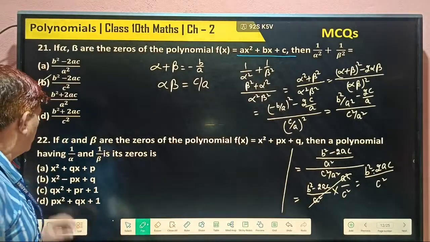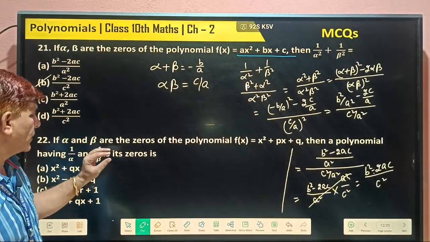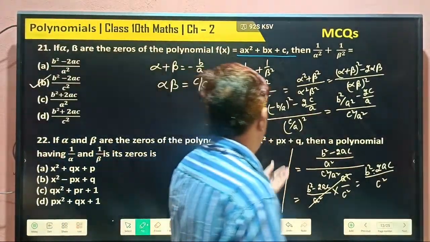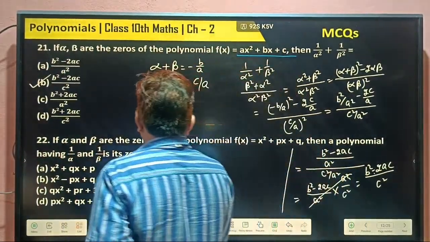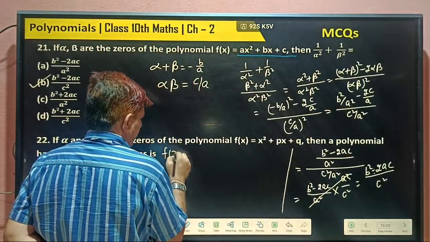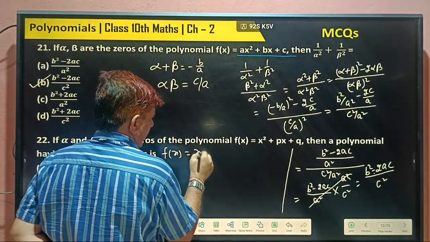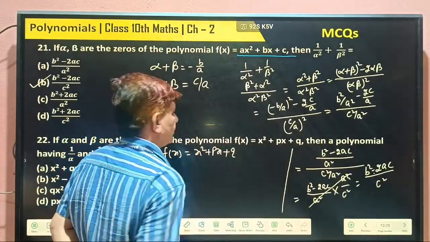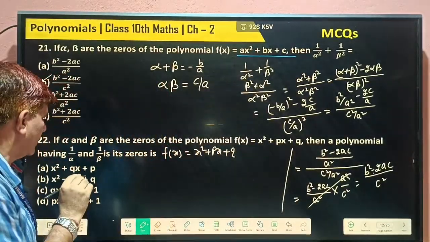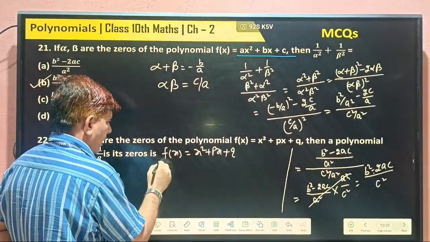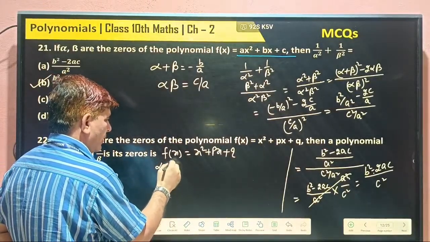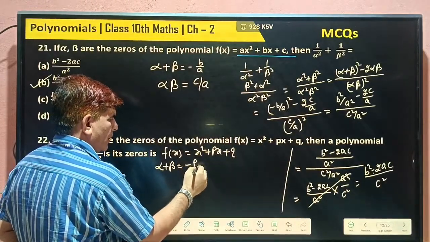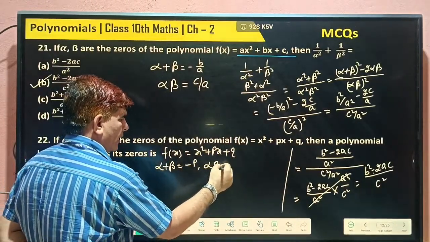Got? Next, if alpha and beta are the zeros of the polynomial, this polynomial. F(x), what's the polynomial? F(x) is x square plus px plus q. So again we can write like this, then we can solve. Alpha plus beta is minus b, where b is p, and alpha beta is what? q.